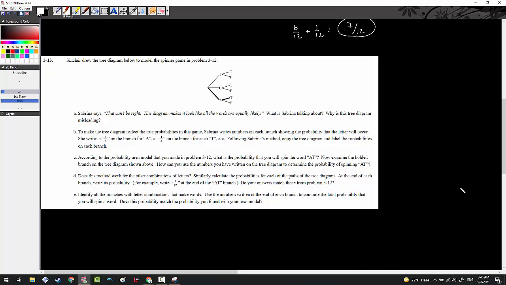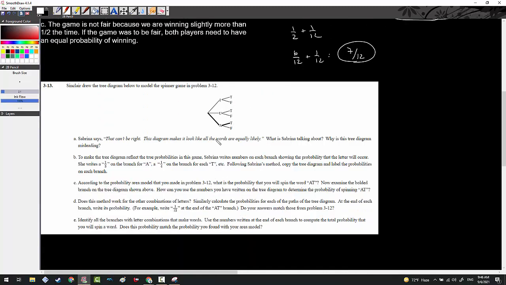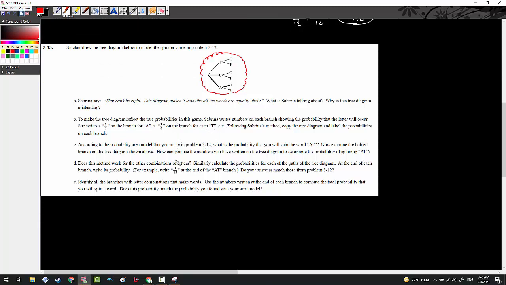In 3-13, we're talking about Sinclair, who drew the tree diagram to demonstrate the same probability as the area model. So if you see the letters are still there, notice the reason why it's called a tree diagram, right? It's called a tree diagram for a reason. It's because all of the different outcomes are looking like branches. And so that's why they call it a tree diagram. So Sabrina, off the cuff, says that can't be right. The diagram makes it look like all words are equally likely. What is Sabrina talking about?